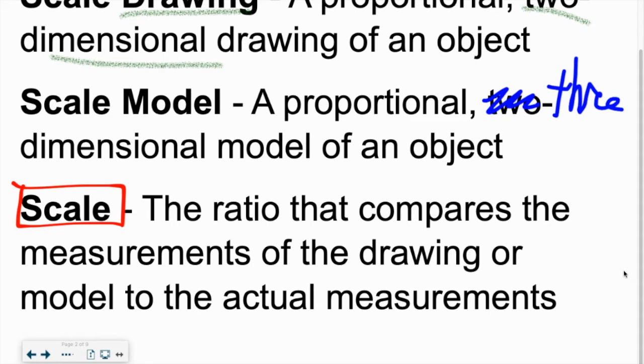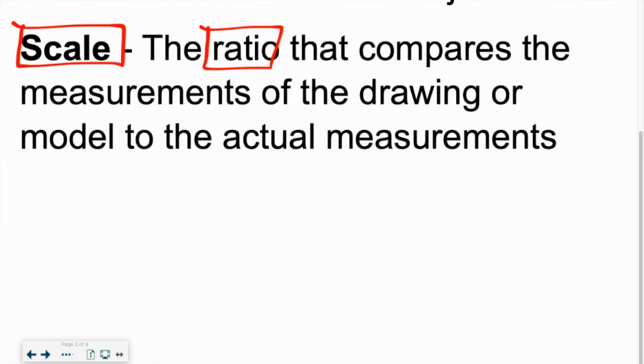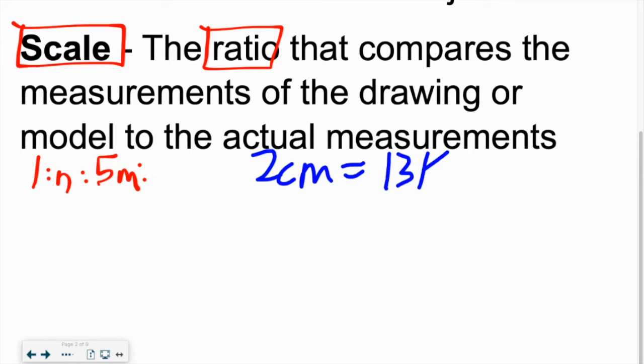This is what you and I need to find all the time. It's almost like the key, if you will, from geography class. Today we need a scale, and that's going to be a ratio. So we're going to be writing that as a fraction. You're going to see the ratios written as 1 inch to 5 miles, or maybe they're going to say 2 centimeters equals 13 kilometers. They're going to do something like that.